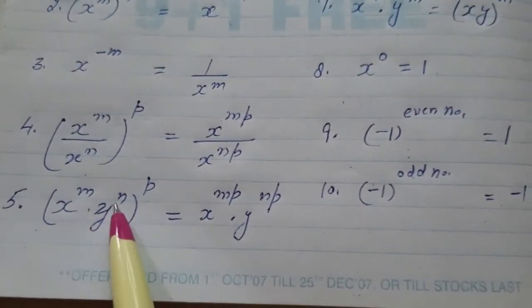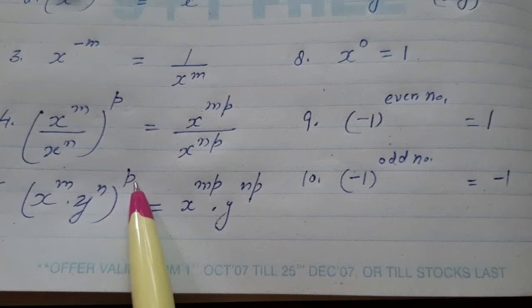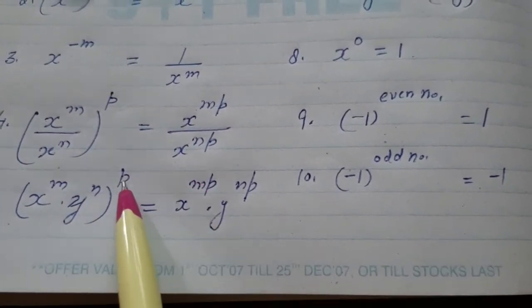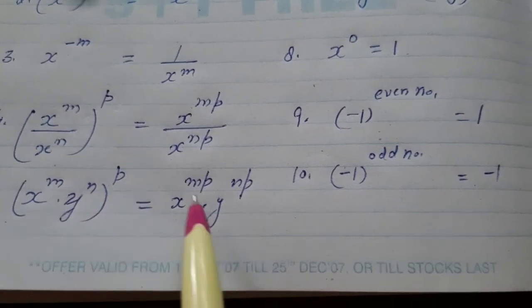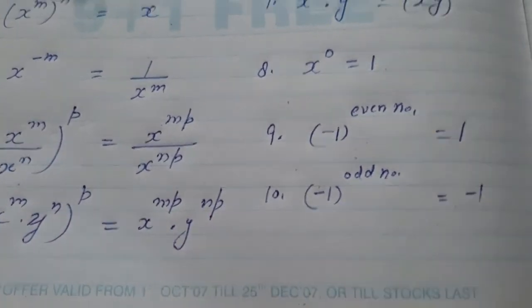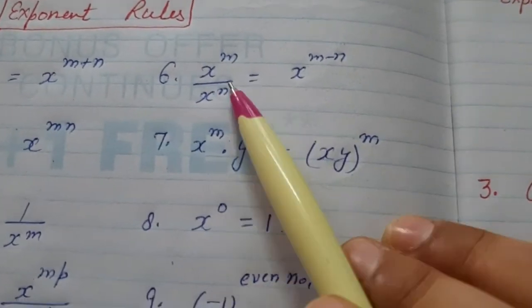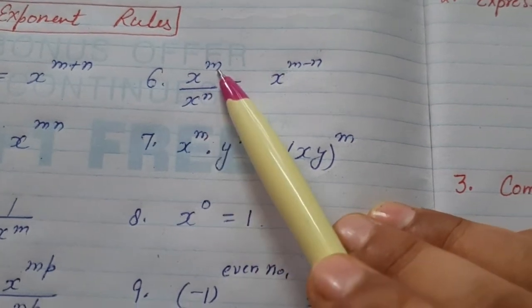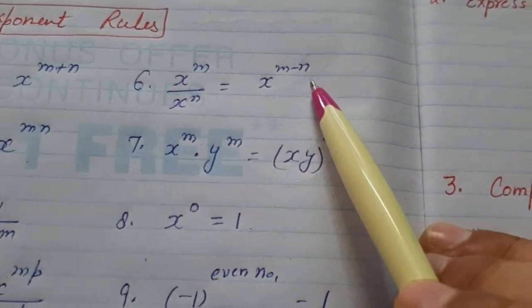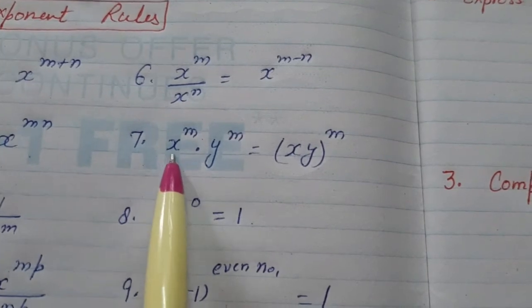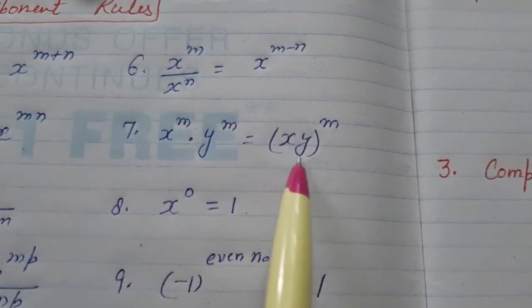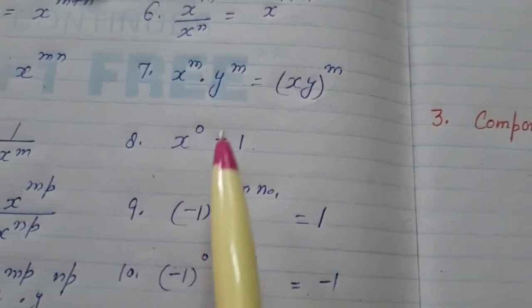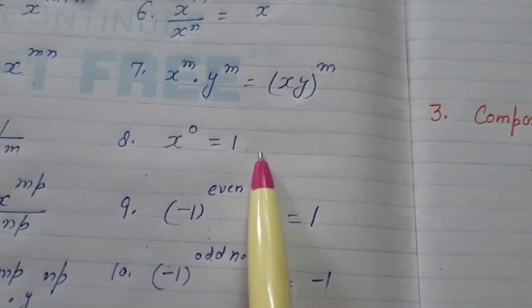Next is x raised to power m into y raised to power n, whole raised to power p. Now it is in multiplication, so p will be multiplied to both the powers, x raised to power mp and y raised to power np. Similarly, in division, if two bases are same and powers are different, then powers will be subtracted. If we have two different bases and powers are same, then we can write it like x into y whole raised to power m. And any number raised to power 0 will be equal to 1.